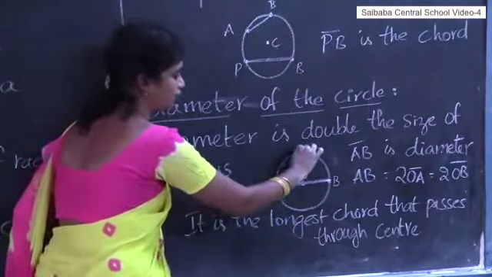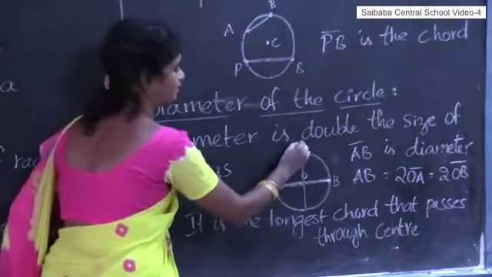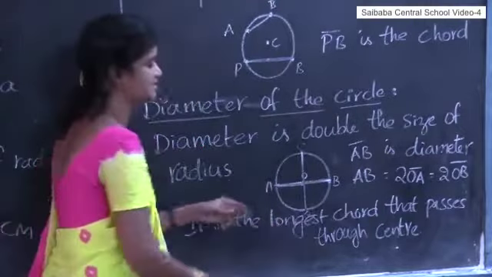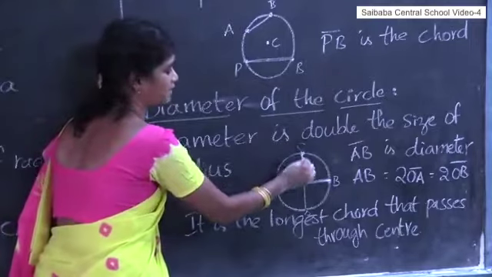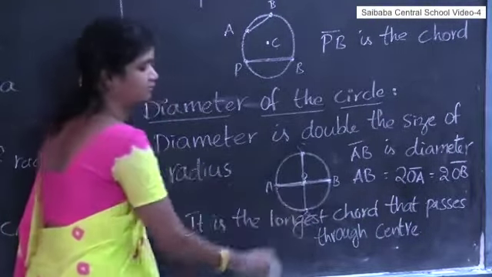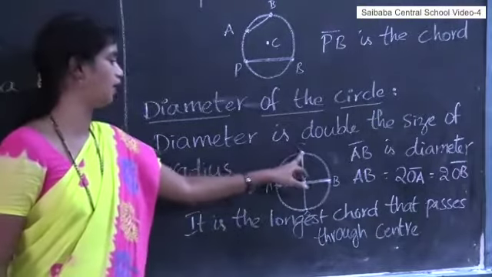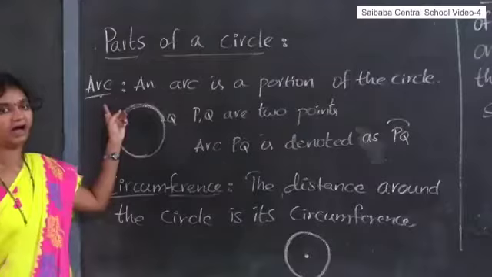And here if you take like this, it is also a diameter. CD is also a diameter as it connects two points on the circle and passes through the center of the circle. So we can call CD also a diameter.